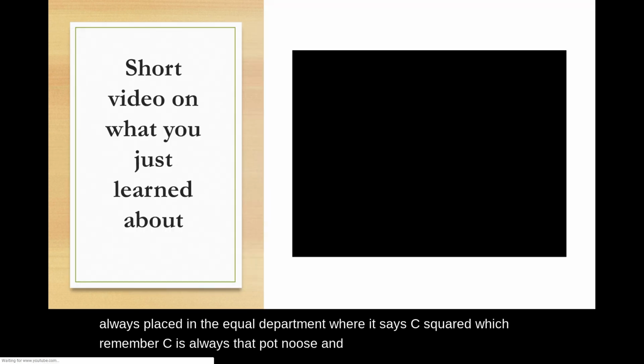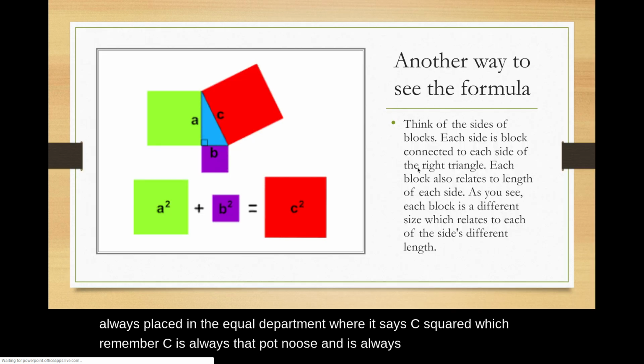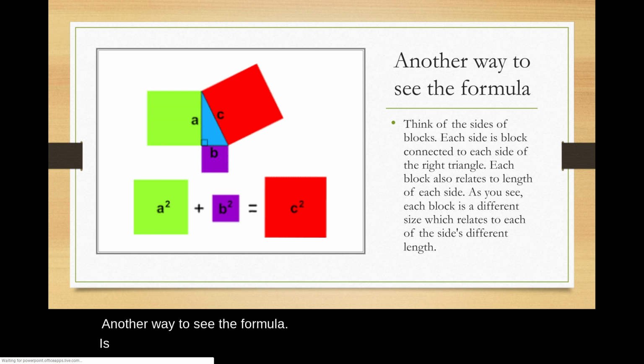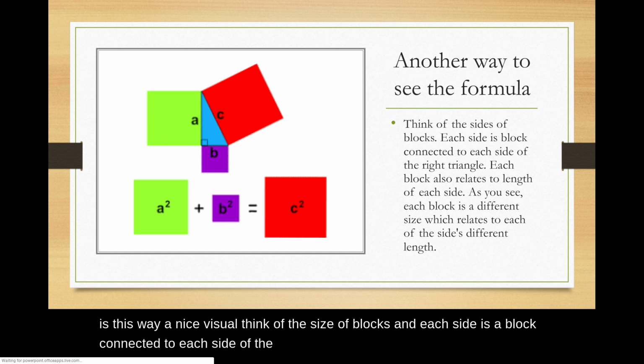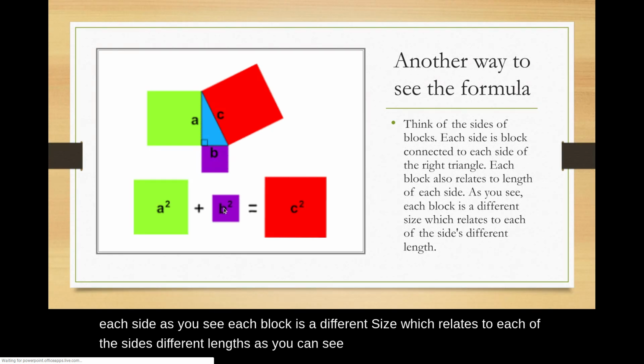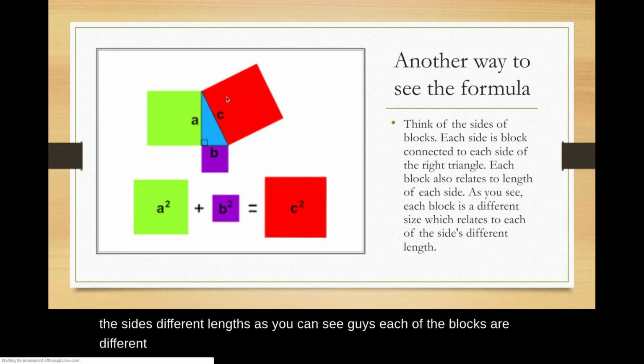Another way to see the formula is this way. A nice visual. Think of the size of blocks, and each side is a block connected to each side of the right triangle. Each block relates to the length of each side. As you see, each block is a different size, which relates to each of the sides' different lengths. As you can see, guys, each of the blocks are different sizes. The biggest block is always going to be the C, as you can see.